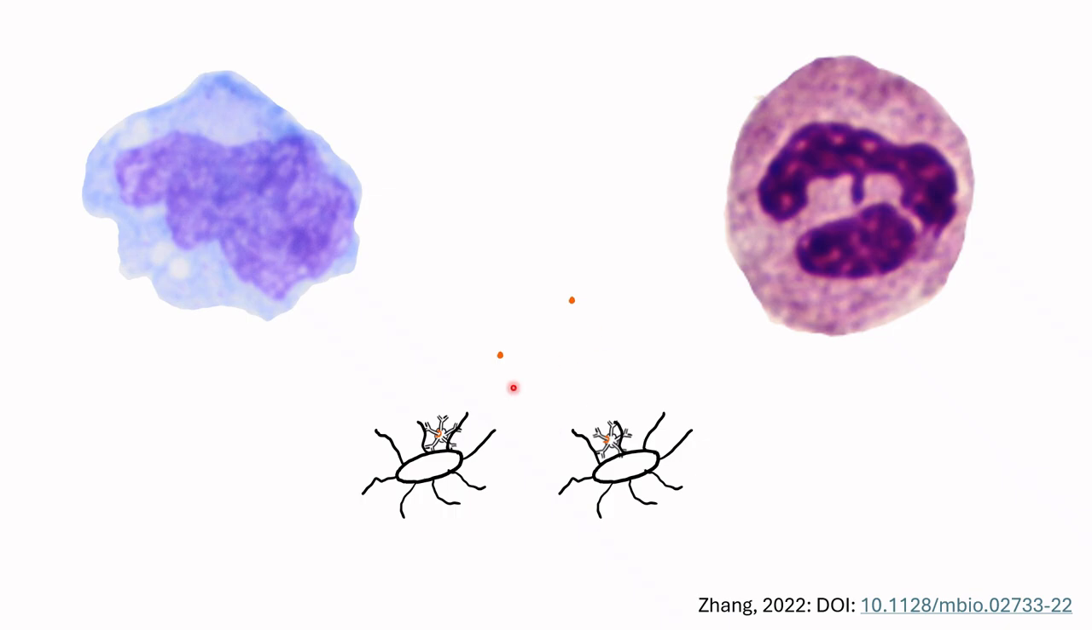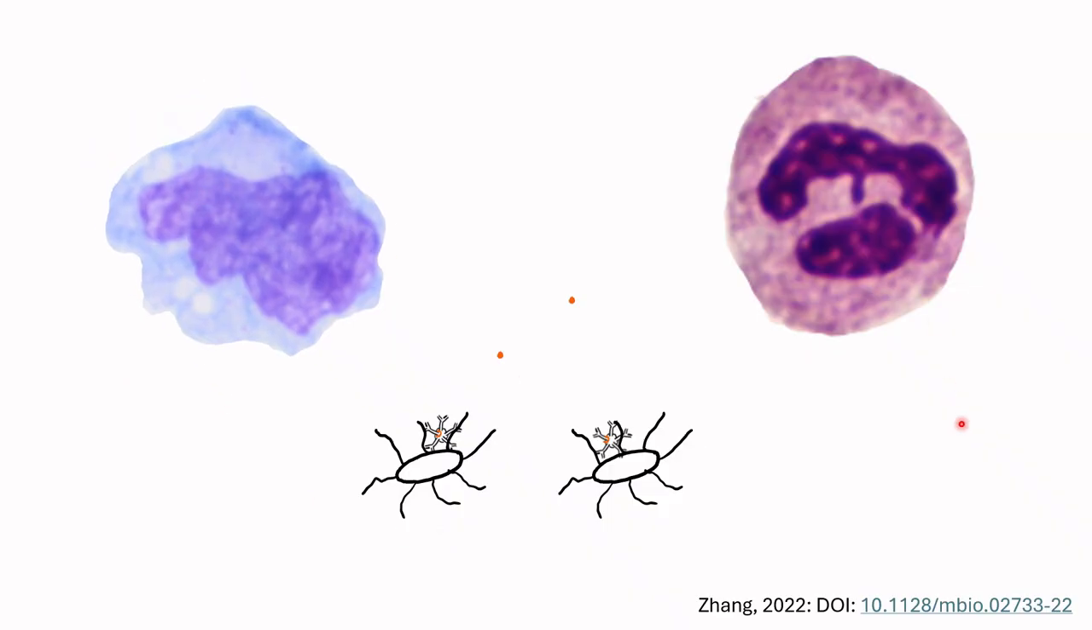In addition, there are also fragments of the complement proteins that serve as chemokines to attract further immune cells, in particular neutrophils. Since these bacteria have now been opsonized, they will be taken up by phagocytes, both by this macrophage and by this neutrophil here.